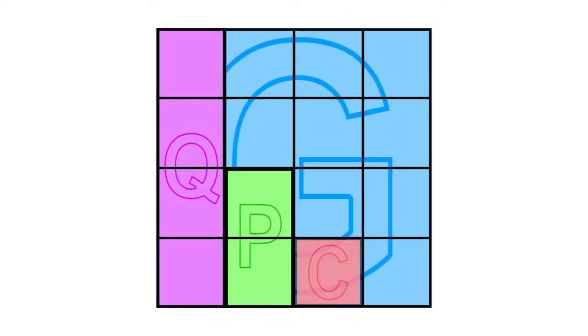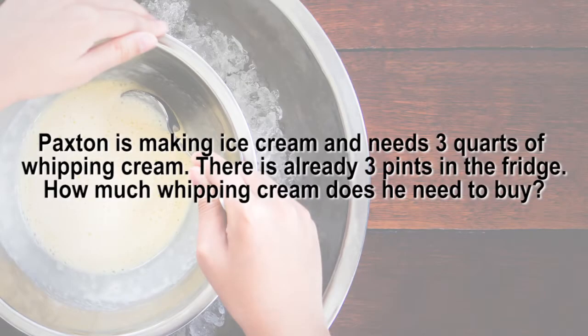Another way to problem solve is by using the area model. This model is used more for adding and subtracting cups, pints, and quarts from a gallon. Let's use the following problem. Paxton is making ice cream and needs 3 quarts of whipping cream. There are already 3 pints in the fridge. How much whipping cream does he need to buy?